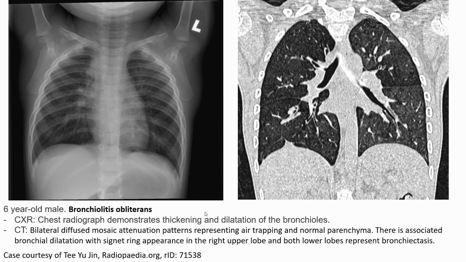So usually we can find the appearance of bronchiolitis obliterans in the chest X-ray and in the CT chest by the finding of bronchial dilatation with signet ring sign, which represents bronchiectasis, plus mosaic attenuation pattern, which represents air trapping and normal parenchyma.